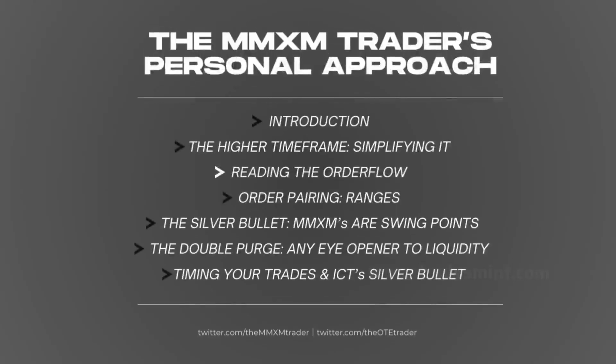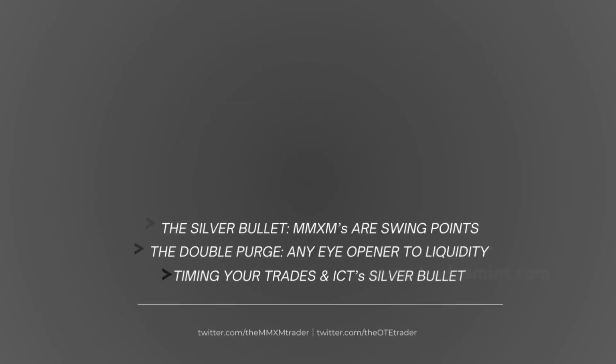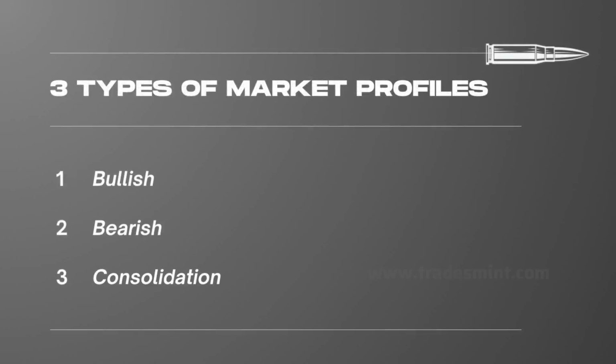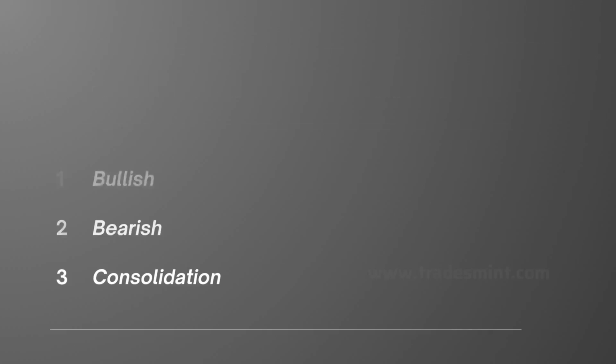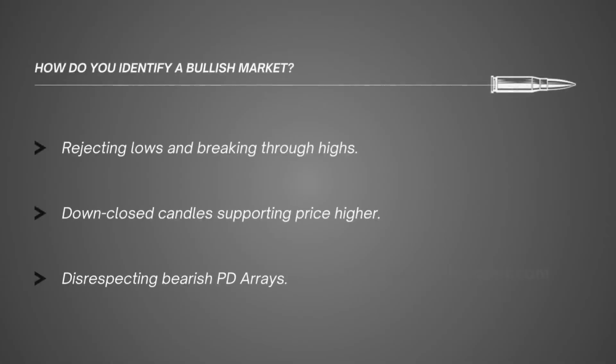Now that we went over the higher time frame, let's go into reading the order flow. First of all, we need to determine in what type of market profile we are in. We've got three types of market profiles: a bullish market profile, a bearish market profile, and consolidation, which is sideways price action.